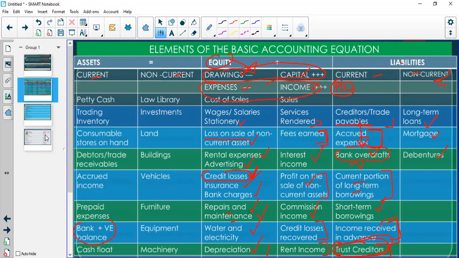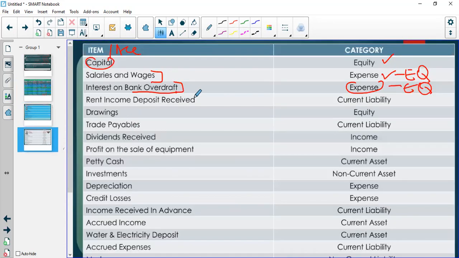So it's indirect. Rent income deposit received, right? So somebody has paid a deposit, but we're just holding that deposit. It's in trust. It's not our money. It's a current liability. We're supposed to pay it back. All right. So drawings fall under equity directly.